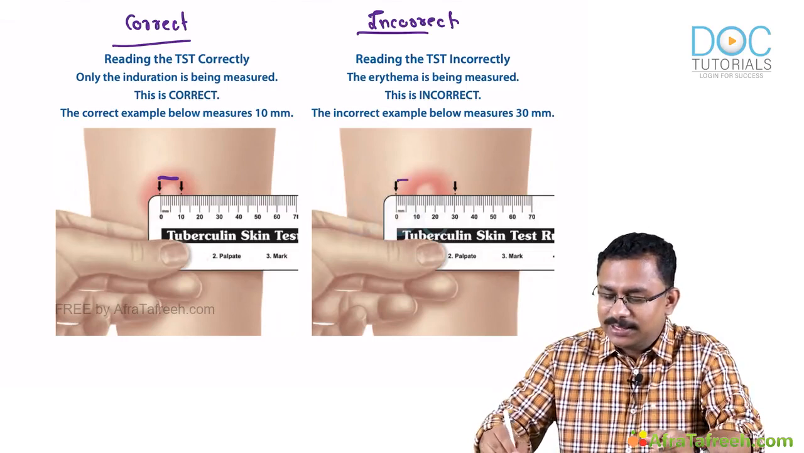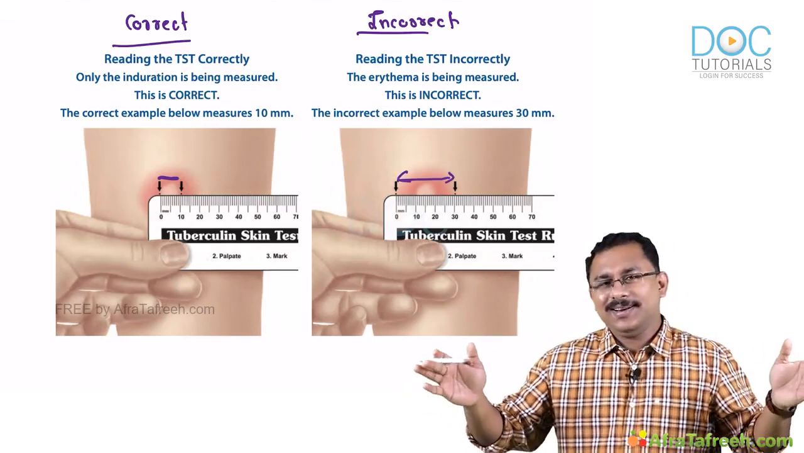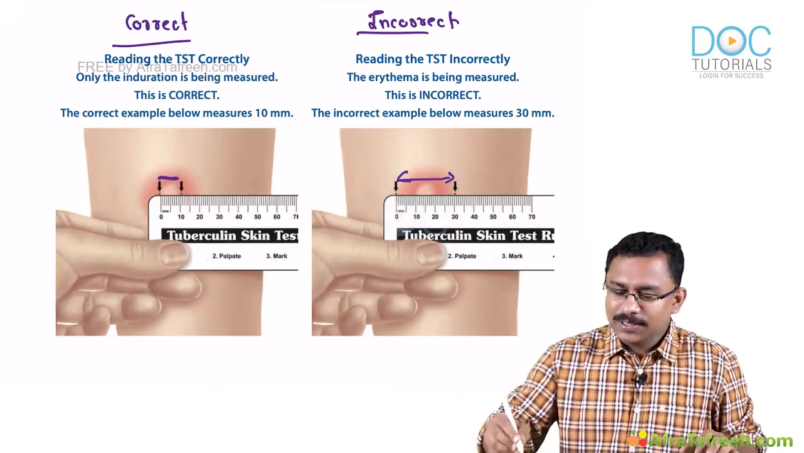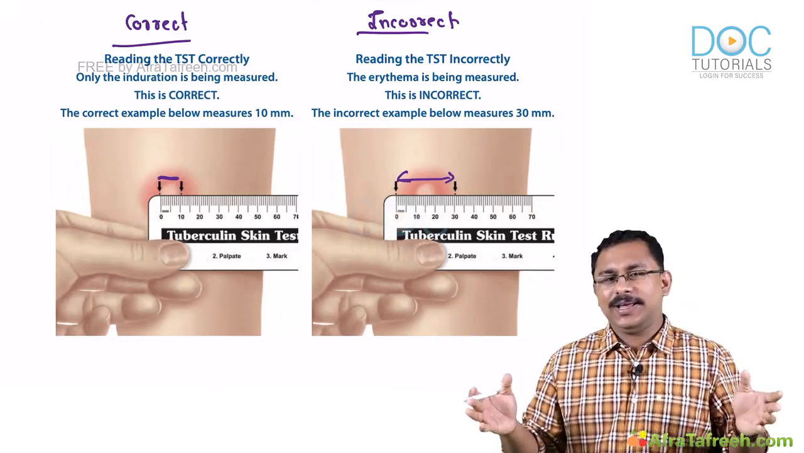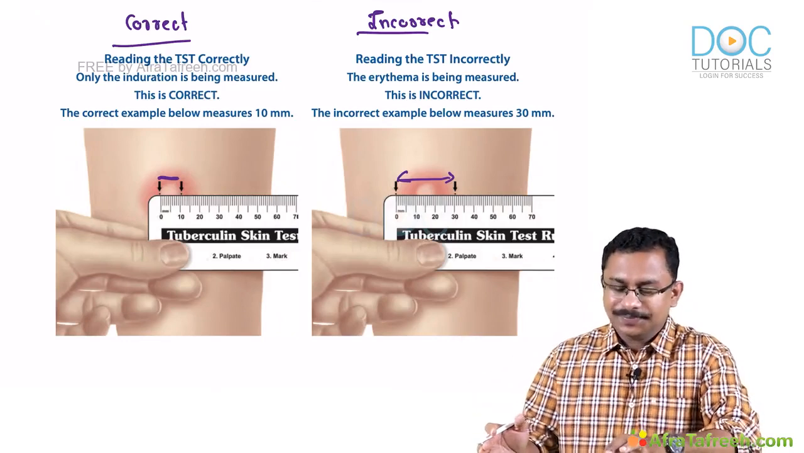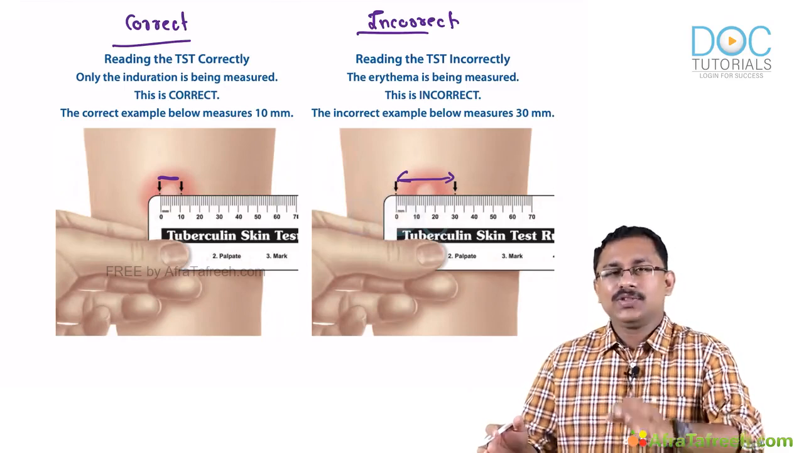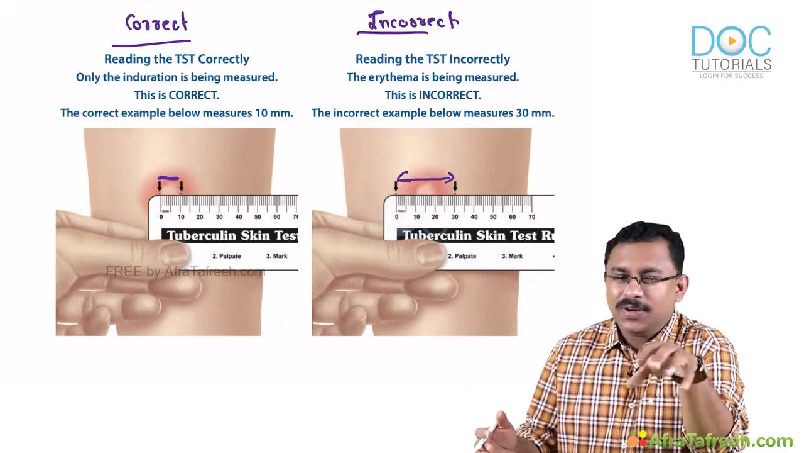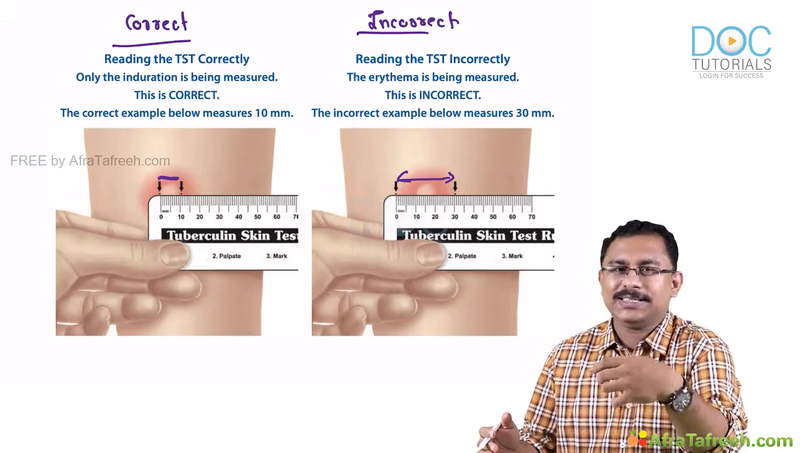See here, in this case, the person who is measuring the total diameter, including the erythema, that is not advised. So only the maximum width of the induration should be measured. Okay, that is about your tuberculin skin test. So remember that even when you do a tuberculin skin test, a negative test doesn't mean that he is not having a tuberculous infection or a disease.